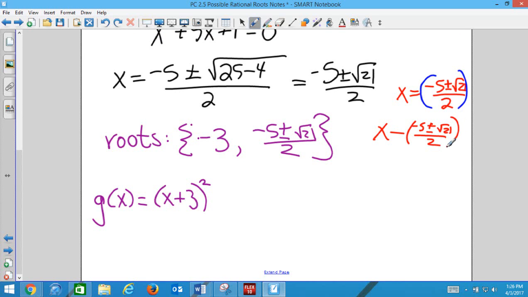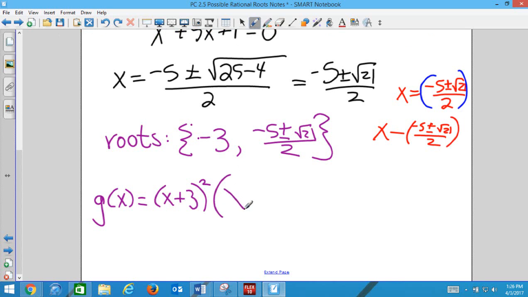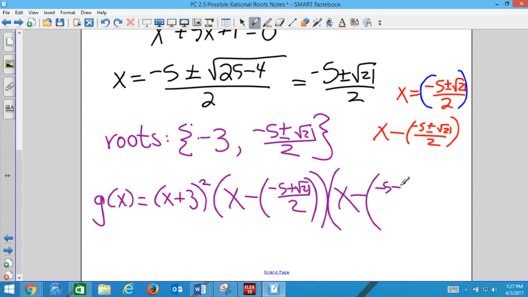Okay, but there's really 2 of them there. There's 2 answers there. One's plus and one's minus square root 21. So one of these is going to be x minus -5 plus square root 21 over 2. The other one is going to be x minus -5 minus square root of 21 all over 2.